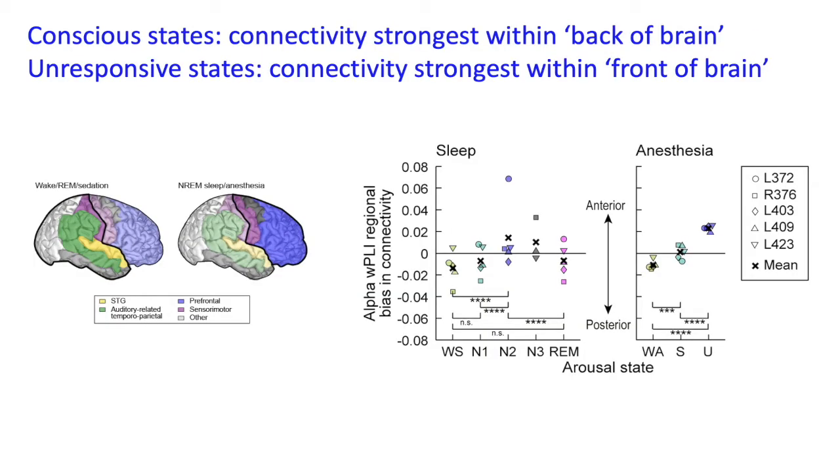We quantified this shift by computing a measure of regional bias in connectivity, defined as the difference in mean connectivity between all ROIs in the back of the brain and the mean connectivity between all ROIs in the front of the brain. There was a clear shift in this regional bias with transitions into states of reduced consciousness, with dominant connectivity shifting from Boly's full NCC to frontal areas in states of reduced levels of consciousness.